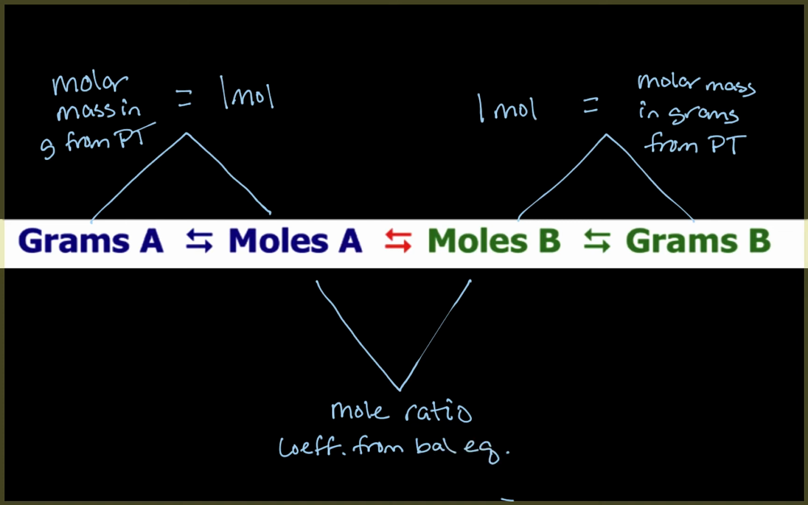Okay, so what we're going to do is go through an example of each possible type, and we're going to refer to this pathway as we go so you can see how this works. Anytime you're going from grams to moles or moles to grams, you're going to use that molar mass in grams from the periodic table, just like we've done before. That's equal to 1 mole. Where the number in front of moles could be different than 1 is when you get that mole ratio, which comes from the coefficients from the balanced equation.